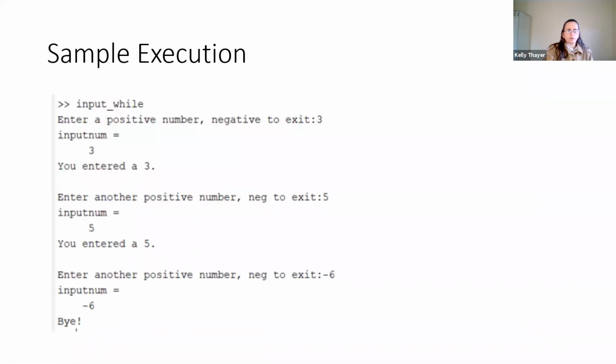This is a sample execution of that. Here it's taking some numbers and reporting back, echo printing. They entered 3 and 5, and then once they typed -6, that caused the gate to become false, and so the loop exited and printed bye.